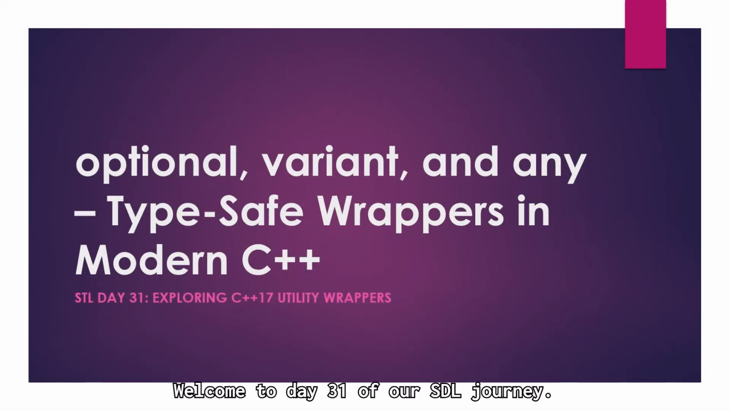Welcome to day 31 of our STL journey. Today we are going to dive deep into three powerful C++17 features: optional, variant, and any. These features help us write safer, more readable code when we need to handle optional values, multiple possible types, or dynamic typing. By the end of today's session, you will understand when and how to use these types in your C++ code. Let's get started.